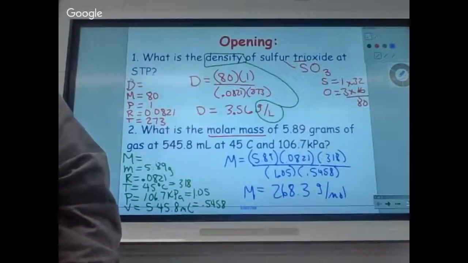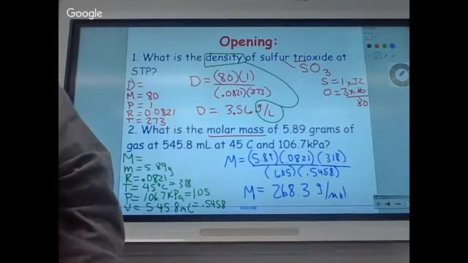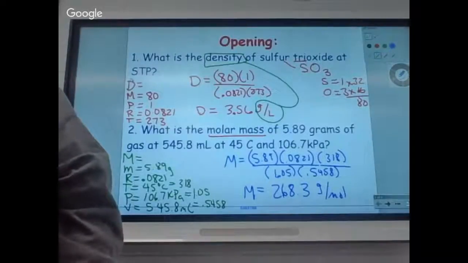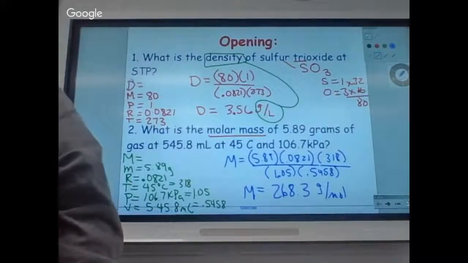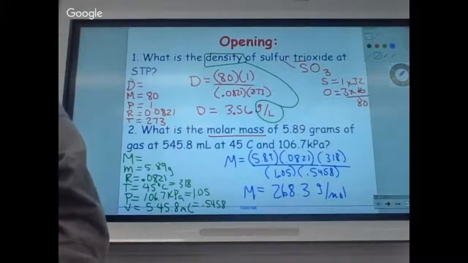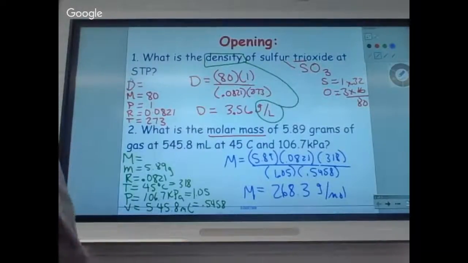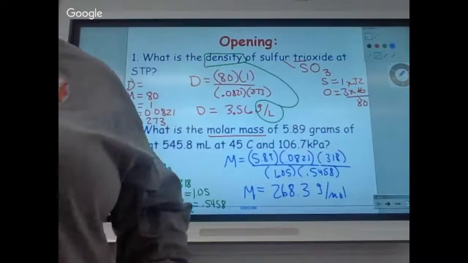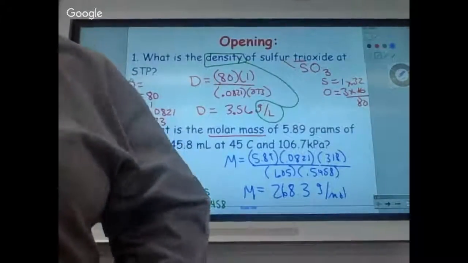What did you have? You didn't remember it's diatomic, because yours is exactly half. And number 12 should be 50.9 grams per mole.